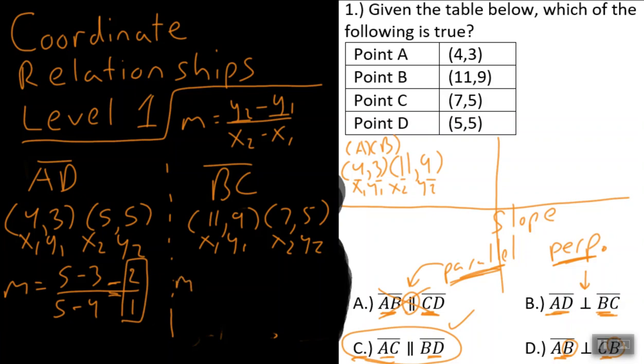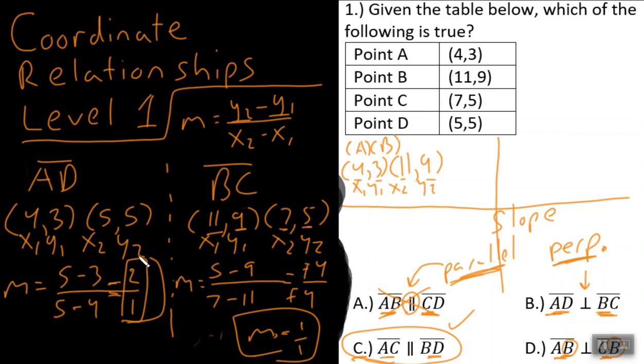Okay, over here we should have m is equal to y2, which is 5, minus y1, which is 9, over x2, which is 7, minus x1, which is 11. Let's see, 5 minus 9 is negative 4, and 7 minus 11 is negative 4 as well. And remember, negative 4 over negative 4 will just reduce to m equals 1 over 1, because a negative divided by a negative is a positive. And so we can see these are clearly not perpendicular.